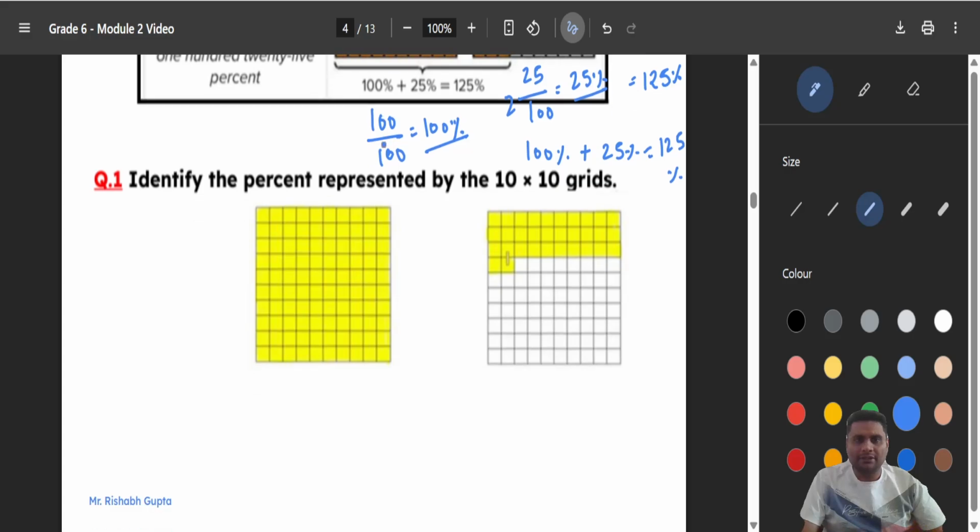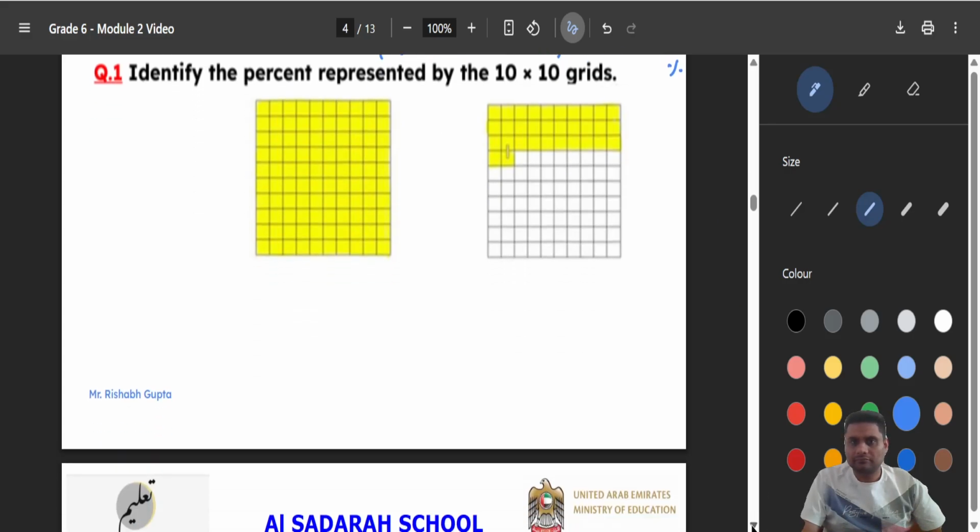Let us take an example here. Now, there are two 10 by 10 grids here, right? And he wants us to represent them in the form of percent. We will solve one grid at a time. Grid number 1. Here how many boxes? Again 100 boxes. You can count. 1, 2, 3, 4, 5, 6, 7, 8, 9, 10. 1, 2, 3, 4, 5, 6, 7, 8, 9, 10. So this is a 10 by 10 grid, right? That is 100 boxes. All the 100 boxes are colored with yellow. So I will say 100 out of 100. That is 100%, correct?